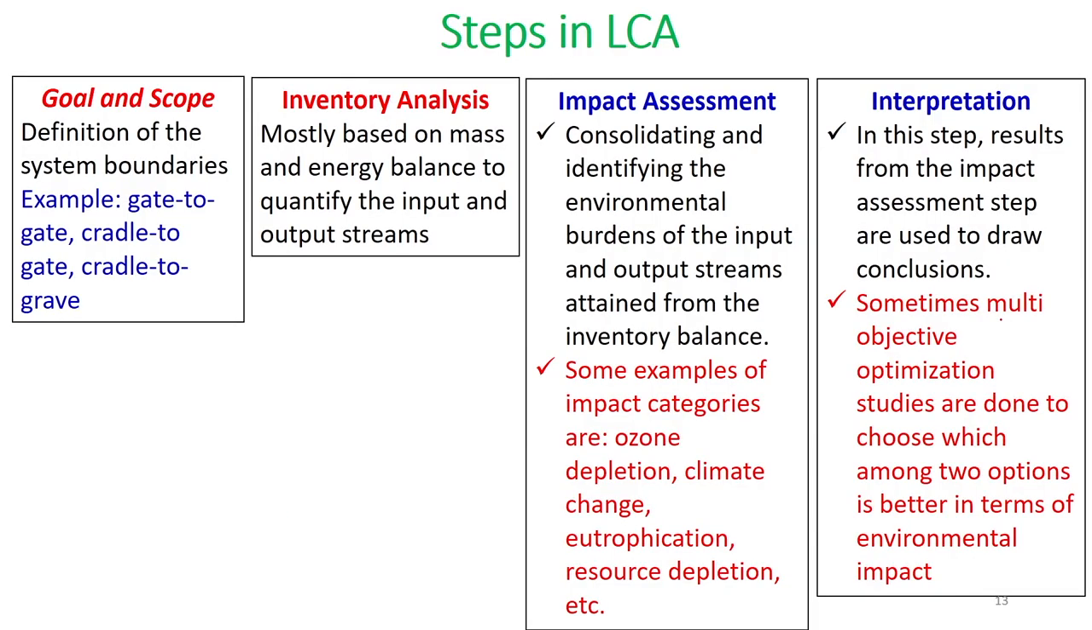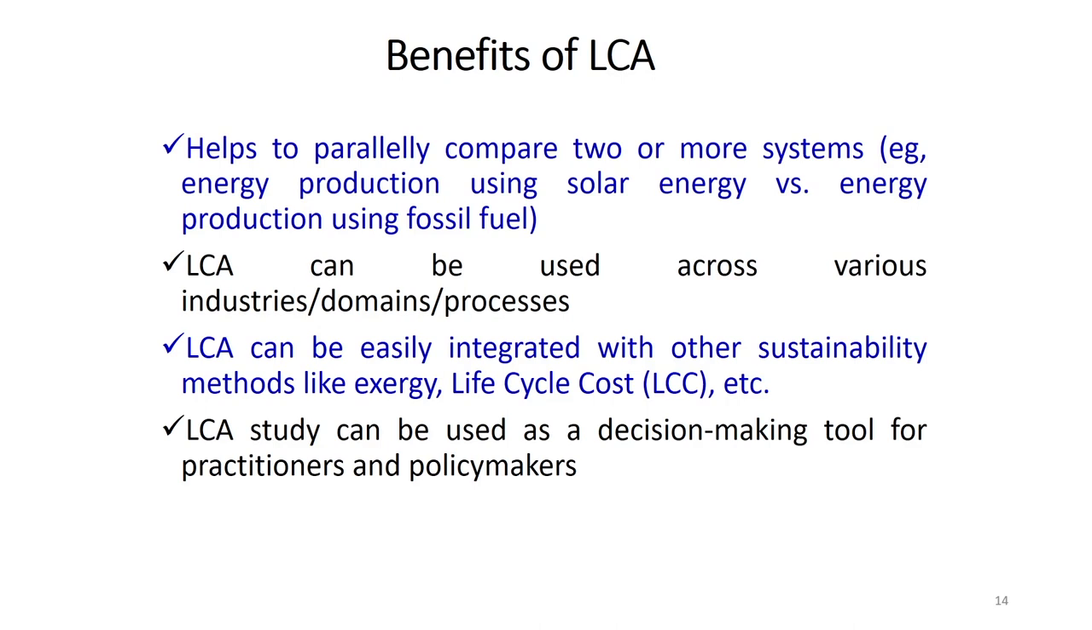Sometimes multi-objective optimization studies are done to choose which among two options is better in terms of environmental impact. So these are the strategies by which we can do life cycle analysis. If we talk about the benefits of LCA, it helps to compare two or more systems in parallel. For example, if we are comparing energy production using solar energy versus energy production using fossil fuel. LCA can be used across various industries, domains and processes.